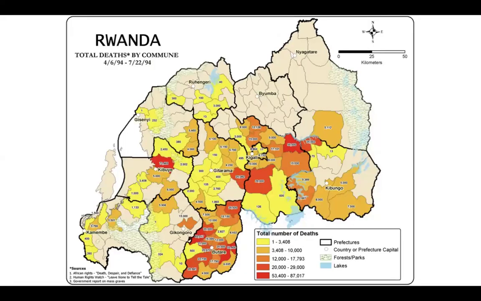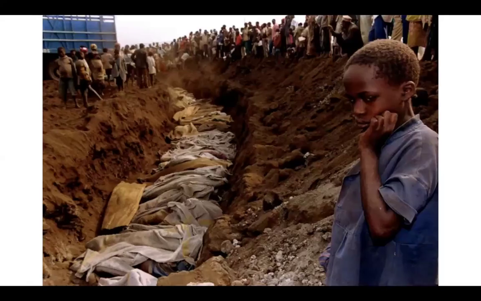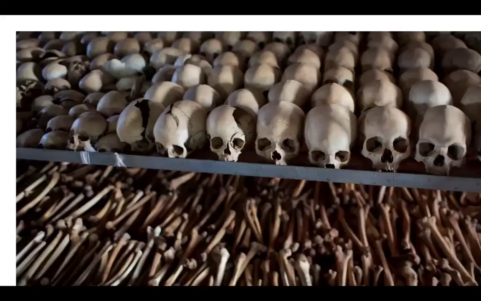This is Rwanda. Number of deaths by commune, 94, for 3 months. Eesh, that's a lot of people. And it kind of harks back to the Holocaust, as people were documented on what they would look like and what determines a Hutu person versus a Tutsi person. That's racist, of course. This is a video clip for Hotel Rwanda. I'm not going to show it, but it was a movie about this. And yeah, genocide.